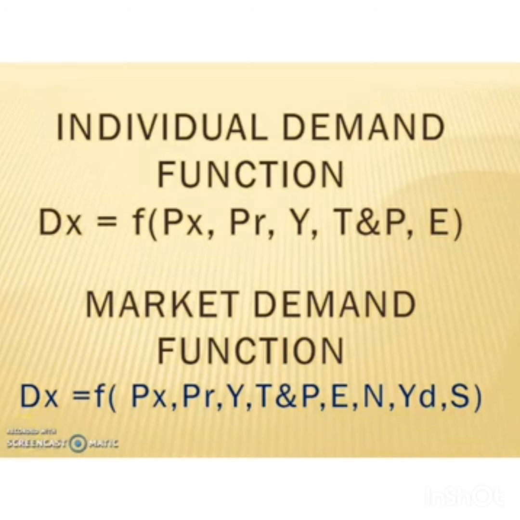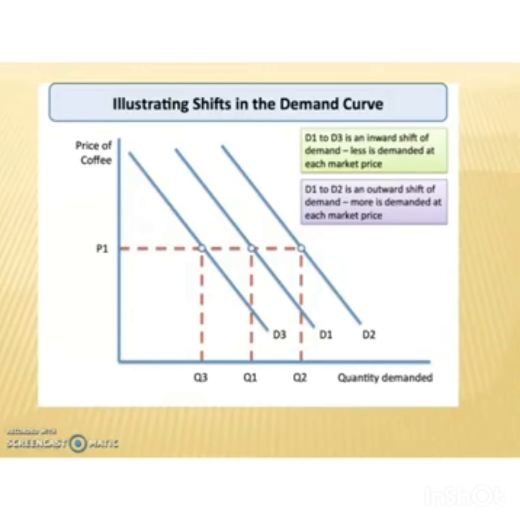Today we are going to explain more about individual demand function. Before that, we have to know what we mean by shift in demand curve. From the diagram, you can understand what we mean by shift in demand curve. So here D1 is the main demand curve. D1 to D3, that is, this is the D3 curve, is an inward shift or leftward shift of demand curve.